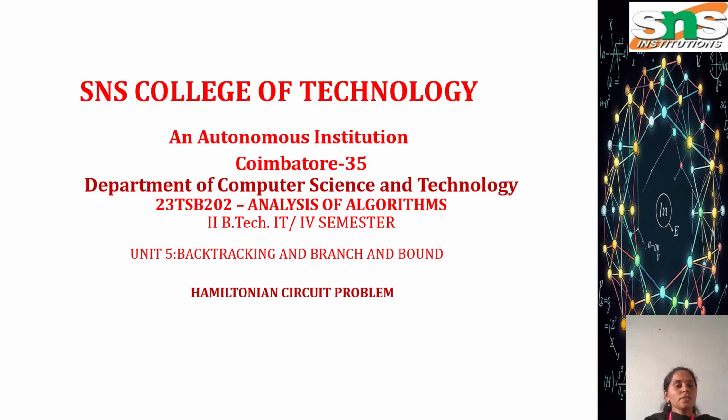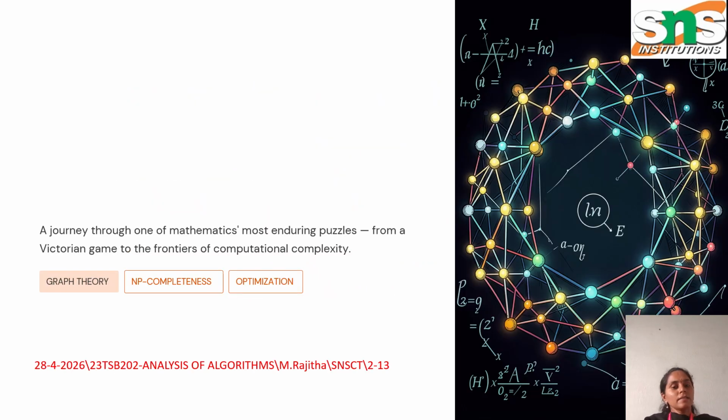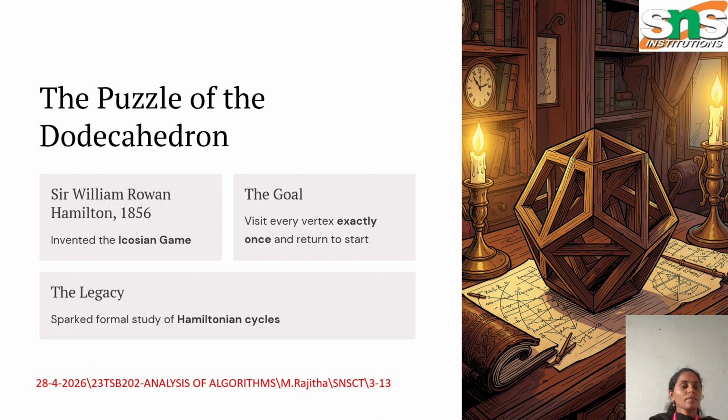Today, we're going to see about the Hamiltonian Circuit Problem. The Hamiltonian Circuit Problem asks whether it is possible to start from a vertex, visit every other vertex exactly once and return to the starting vertex. This problem is important because it is connected to many real-world applications such as route planning, network design, logistics, and optimization. The puzzle of the Icosian game.